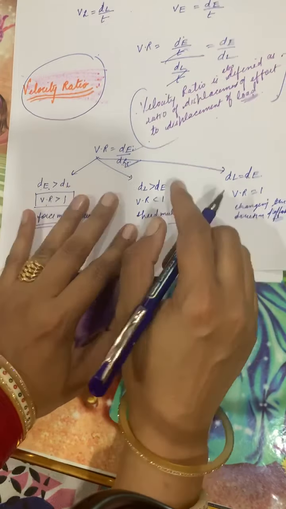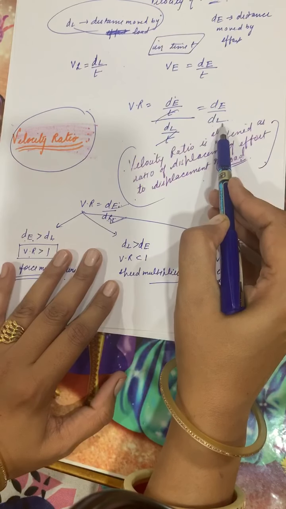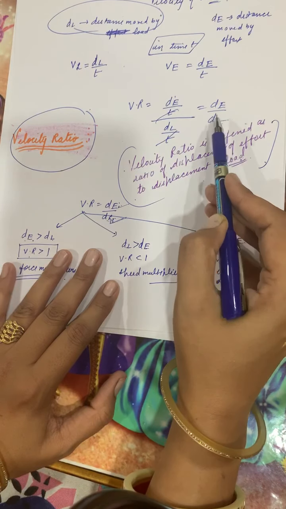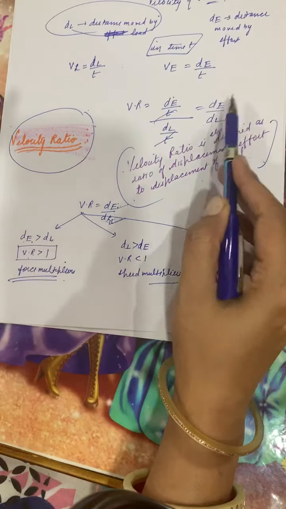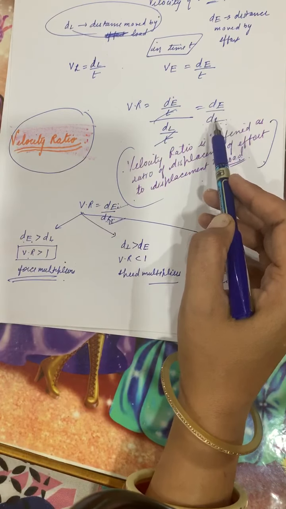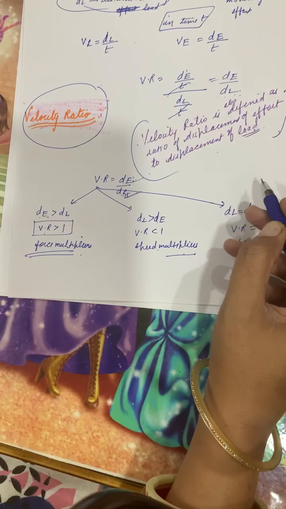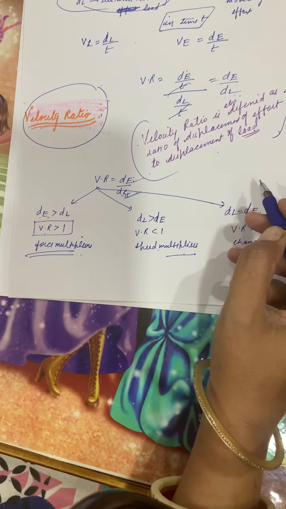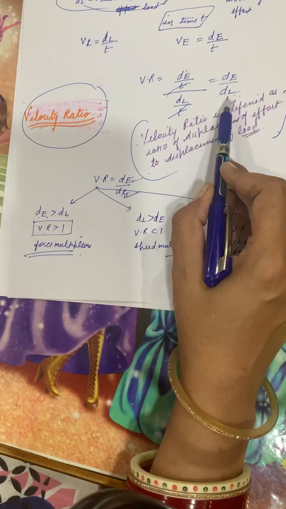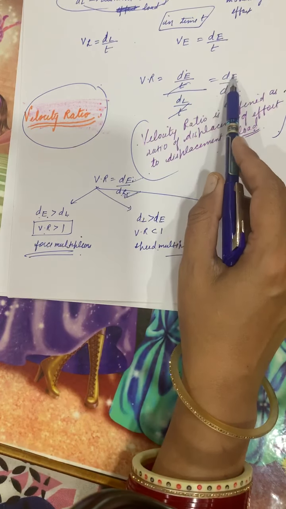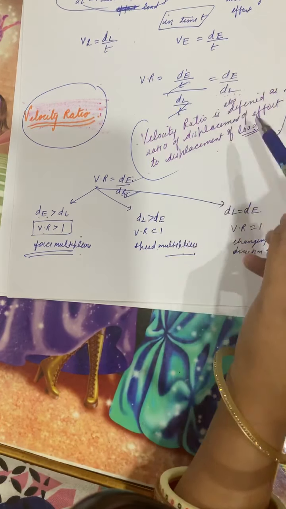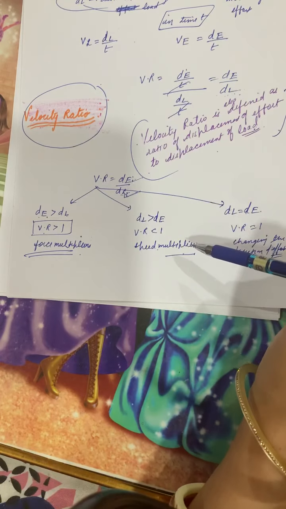First of all, if load is displaced more than the effort, then obviously that machine will be acting as the speed multiplier. I told you in the beginning also, whenever there is a greater movement of load by smaller movement of effort, that machine is a speed multiplier machine.